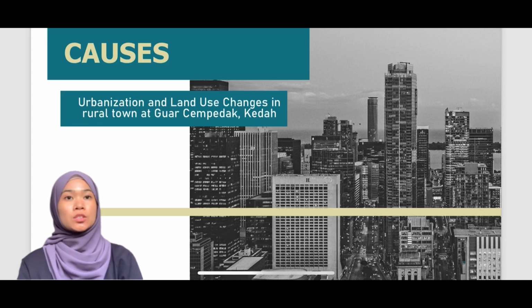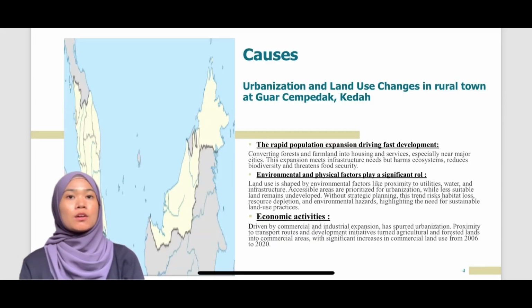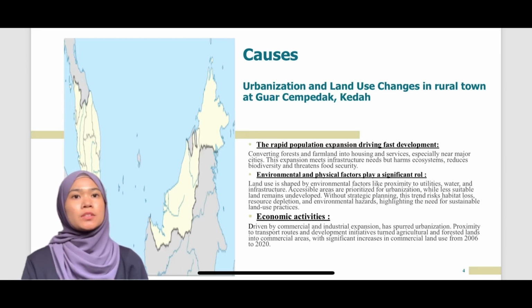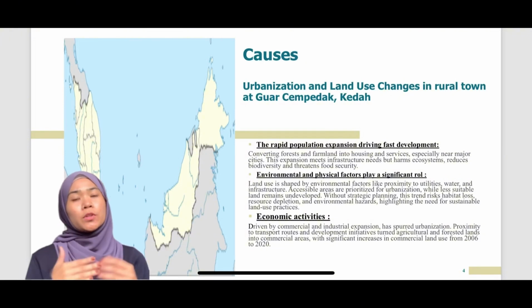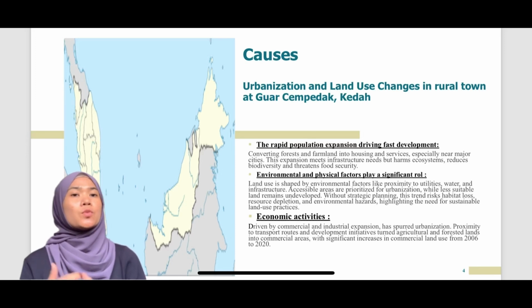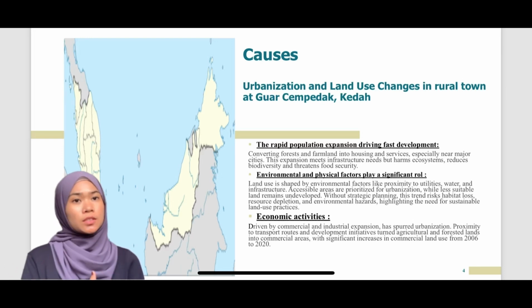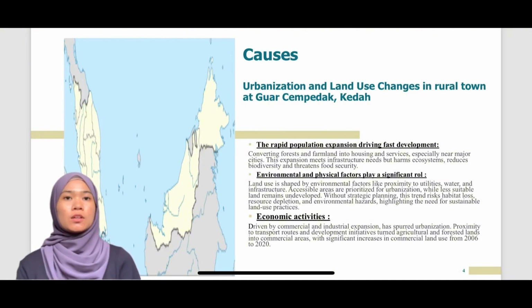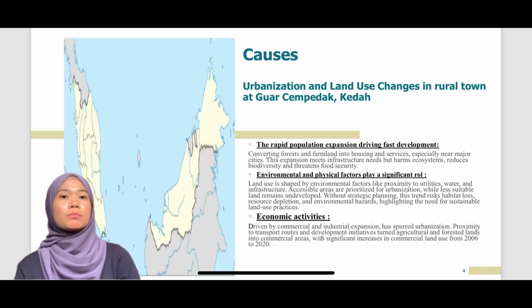Focus on urbanization and land use changes in the rural town of Gual Cempedak, Kedah. First, rapid population expansion is driving fast development. As the population grows quickly, there is a need to build more houses, roads, and services, especially near big cities. To make space for all this development, forests and farmland are being turned into housing areas. This helps meet the demand for more buildings and infrastructure, but also causes problems for the environment.